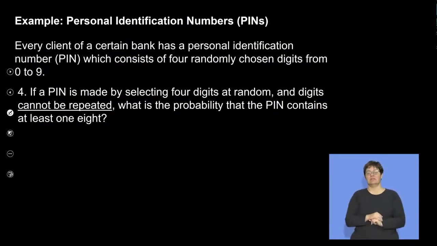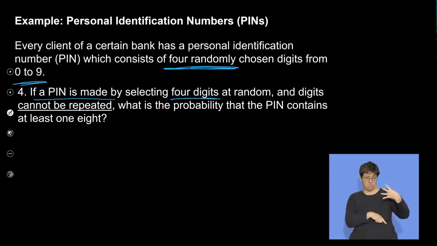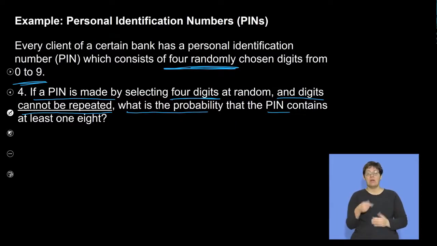So let's see what is required here. We're still dealing with a pin, which consists of 4 digits, chosen from 0 to 9. What is the question here? If a pin is made by selecting 4 digits at random, and digits cannot be repeated, very important, digits cannot be repeated here. What is the probability that a pin contains at least one 8?